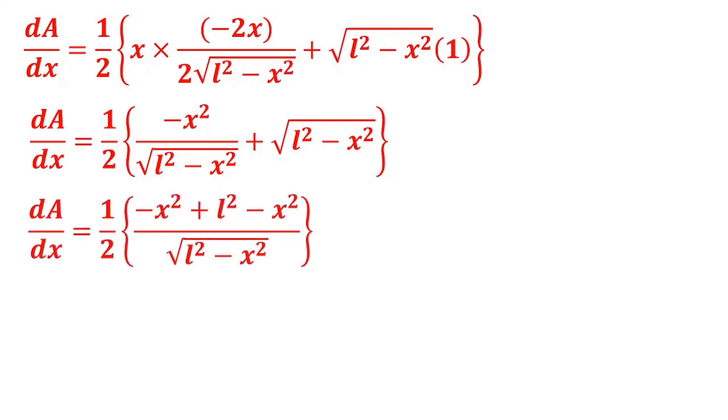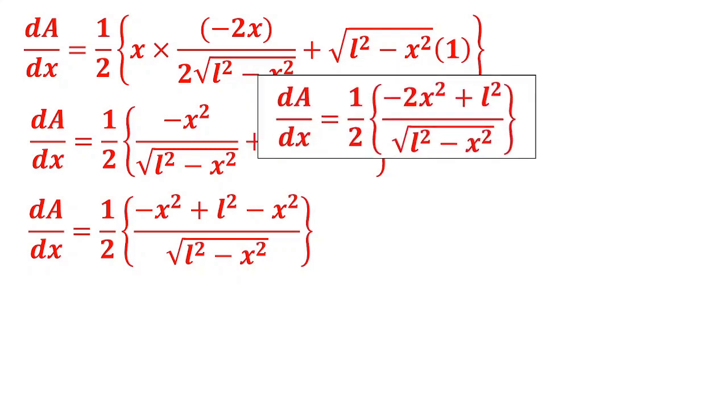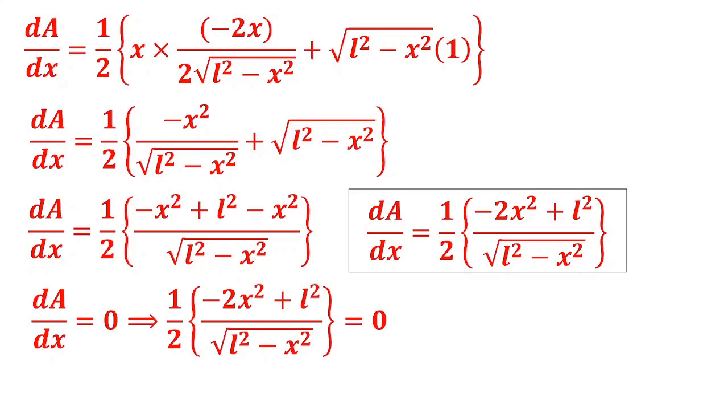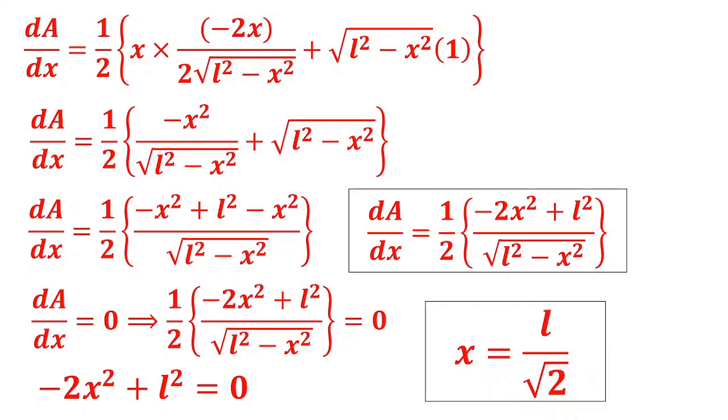We will take LCM now. When you take LCM as square root of L square minus x square, this is a kind of simplification because we have to simplify, then only we can equate it to 0. The numerator becomes minus 2x square plus L square upon square root of L square minus x square, and half is outside. What will happen when you equate it to 0? Numerator will be 0. Therefore, minus 2x square plus L square is equal to 0. Therefore, 2x square is equal to L square, and therefore you are getting x is equal to L by root 2.